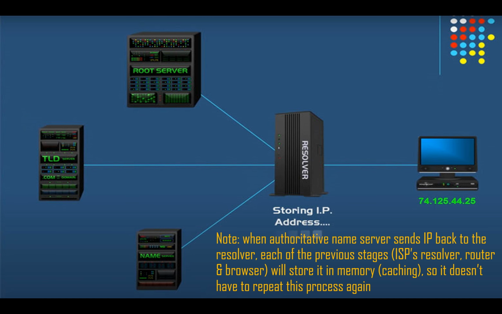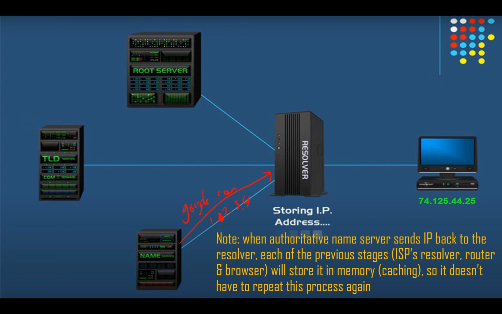So when the authoritative name server sends the IP back to the resolver, then each of the previous stages, so let's just draw that. This is then going to send the result back. Let's say it's going to say google.com, so google.com has the IP 1234, like that.